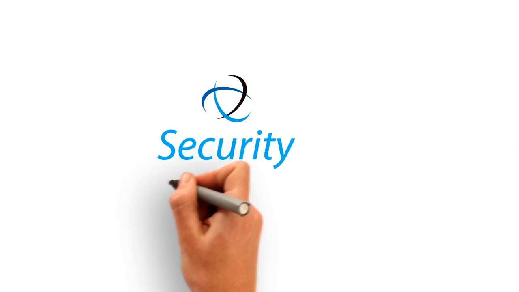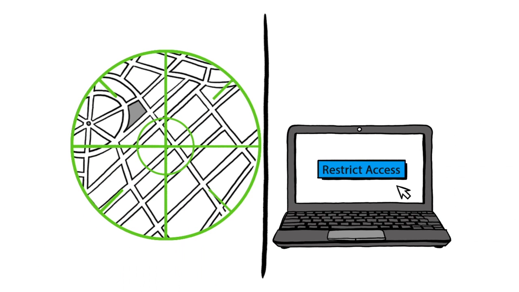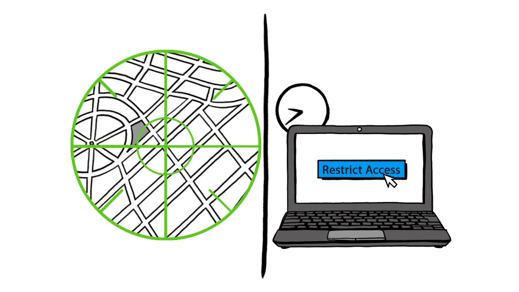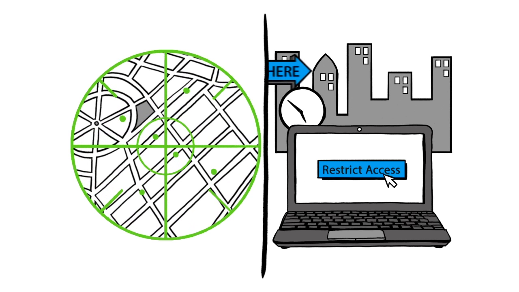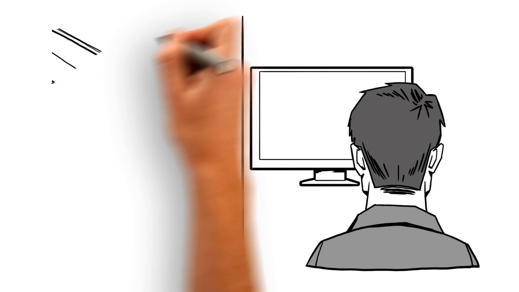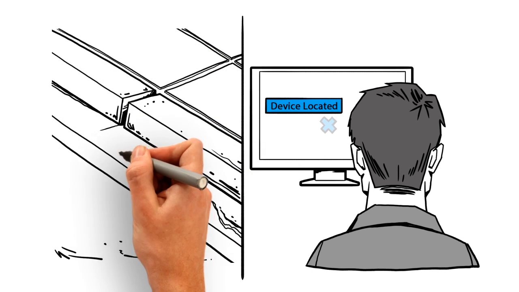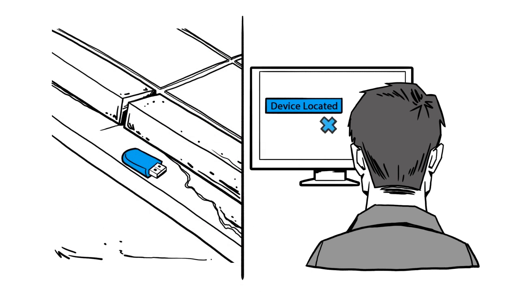Introducing Security Guardian by ExactTrack. A unique and secure solution to easily transport, locate, and manage sensitive information when you need it, wherever you are. With the Security Guardian USB, you instantly locate your mobile data, even if it's not attached to a device.